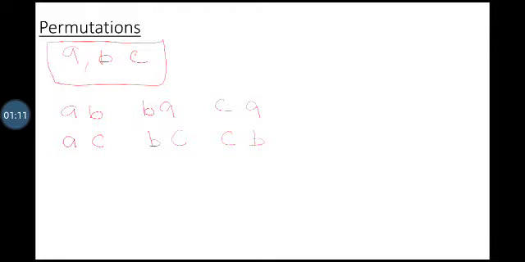With permutation, AB and BA, though they have the same terms of A and B just arranged differently, are considered different. Same with AC and CA and BC and CB. These are all different from each other under permutation. Therefore, from these, we would say we have 6 permutations.